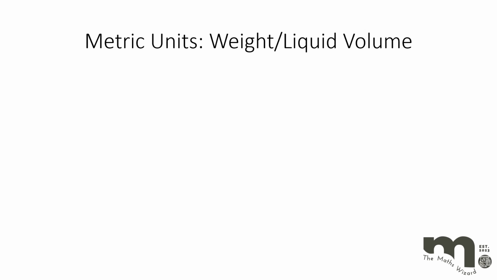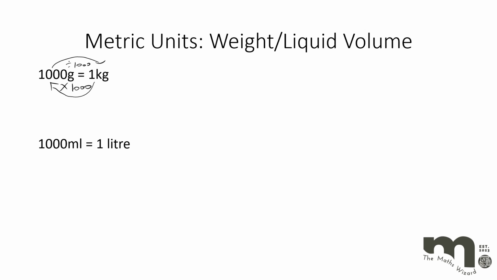Okay, the next two measurements we're going to look at are relating to weight and volume, liquid volume. 1,000 grams is the same as a kilogram. So if you were going from grams to kilograms, you would need to divide by 1,000, and the other way, from kilograms to grams, you would need to multiply by 1,000.